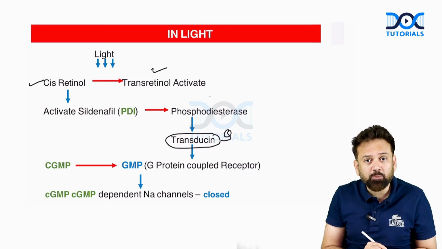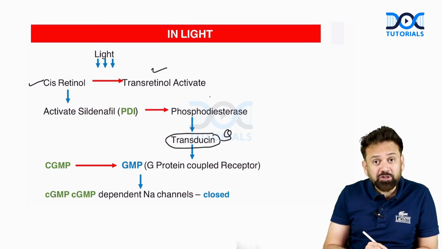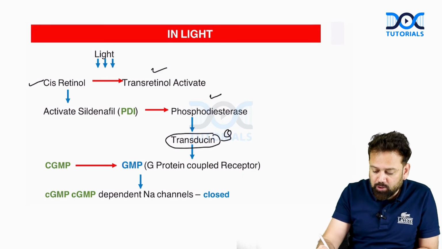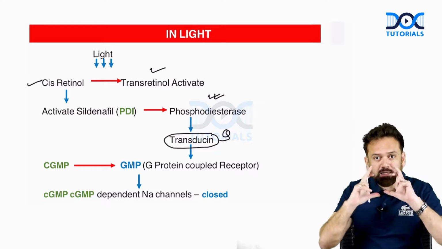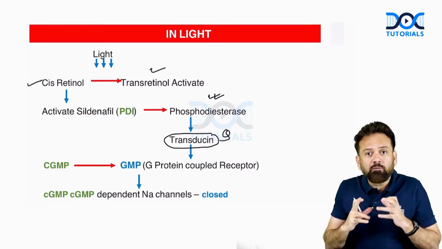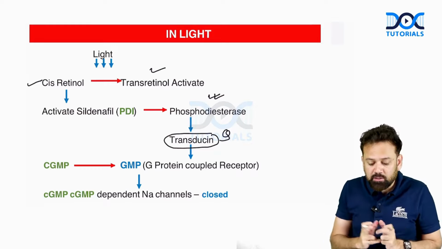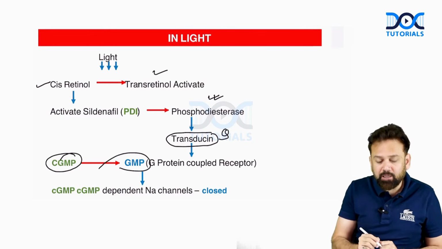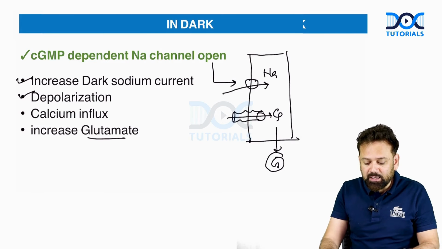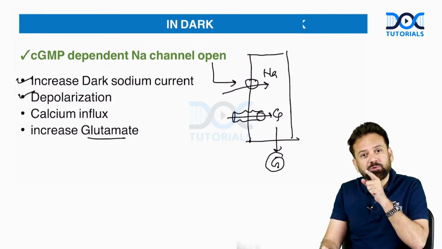Transretinol will produce a protein called transducin, which is actually a phosphodiesterase. Cis-retinol converts into transretinol. Now, transretinol will produce a phosphodiesterase called transducin that will convert cyclic GMP into GMP. Now, you know, doctor, the channel is a cyclic GMP dependent sodium channel.